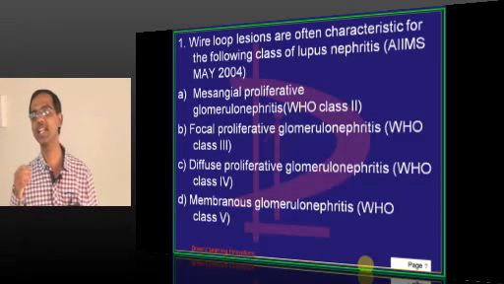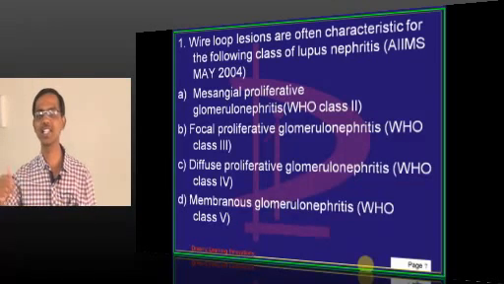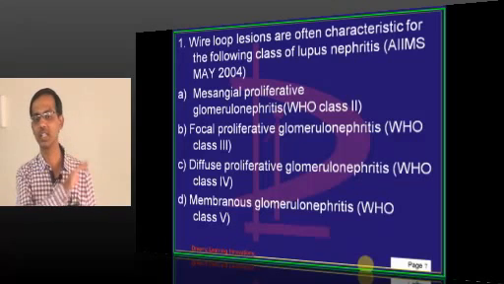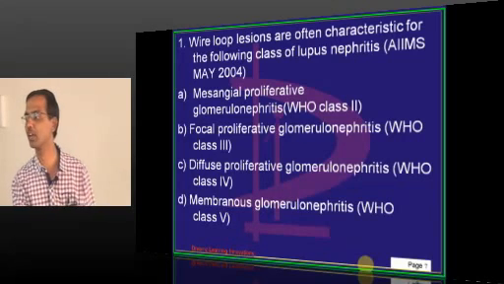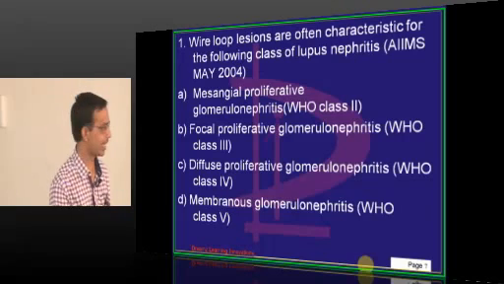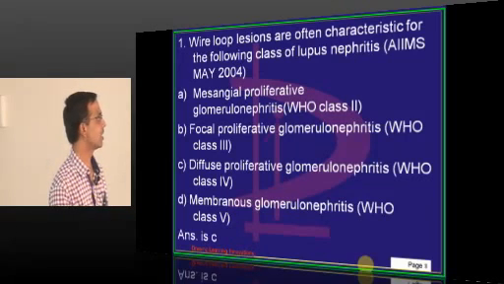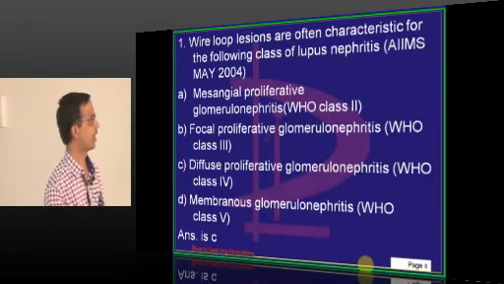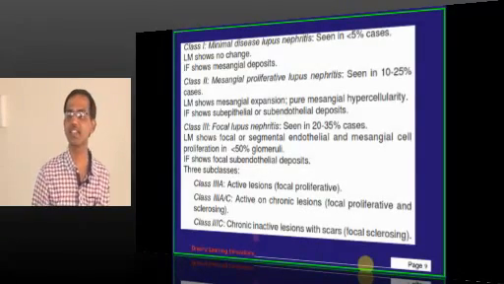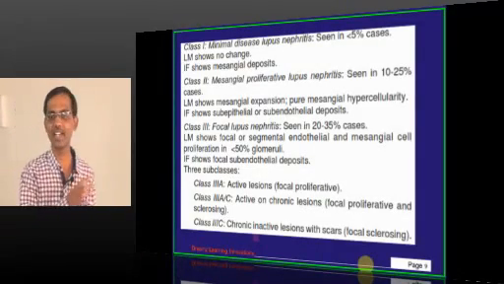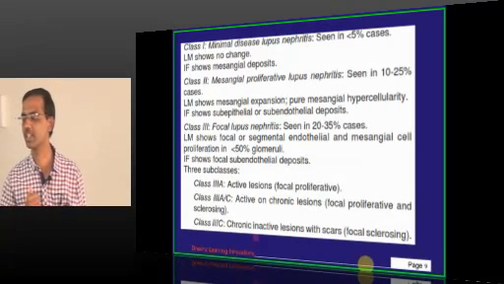Now, SLE, diabetes, amyloidosis, all these are secondary glomerulonephritis. The table which we discussed was all primary glomerulonephritis. Secondary, the first one is SLE. So, the answer here is diffuse proliferative glomerulonephritis, that is class 4. This classification is given by WHO, which divides lupus nephritis into 6 classes.